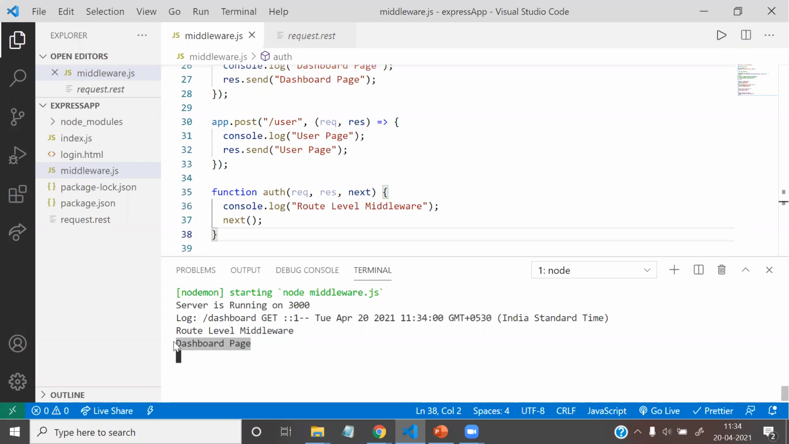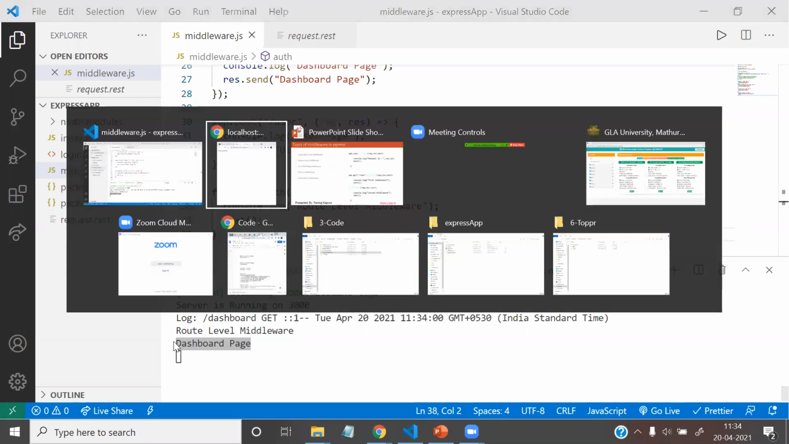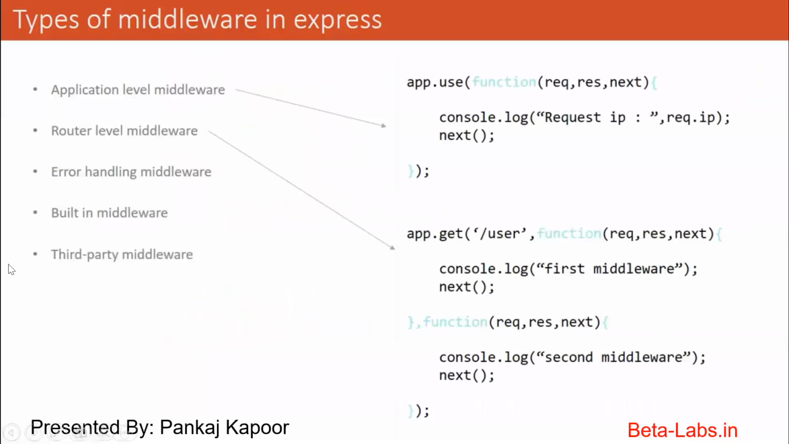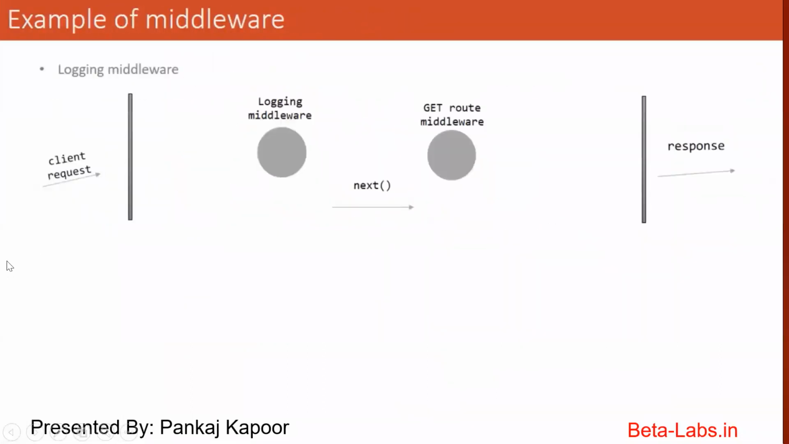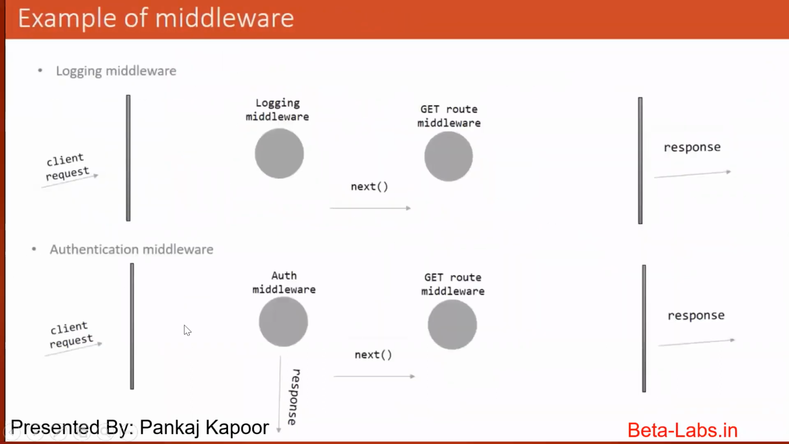Now let's look at another important application of route level middleware. I told you that route level middleware can also be used as authentication middleware. Now what is authentication middleware? Authentication level middleware are those middleware that are basically route level middleware.